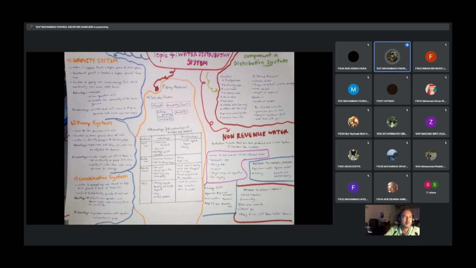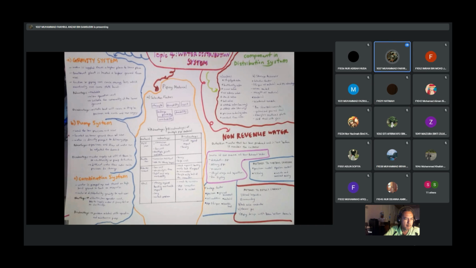The piping material considerations are strength, durability, cost, leakage possibility, and workability. Then the advantages and disadvantages of the materials. Cast iron: the advantage is corrosion resistance and the disadvantage is weakness against impact. And ductile iron is corrosion resistant and the disadvantage is that it is heavy.